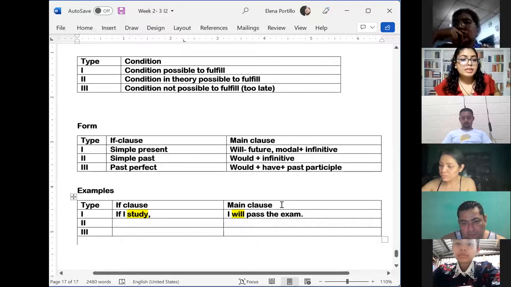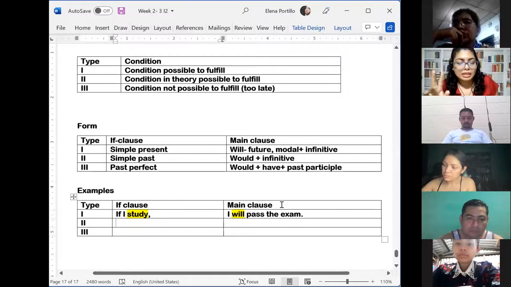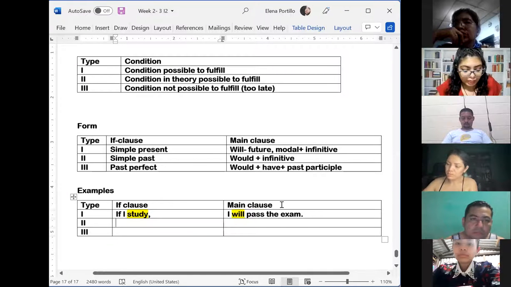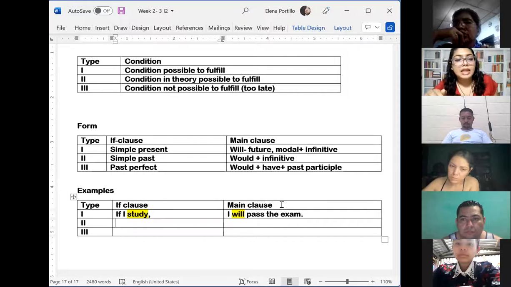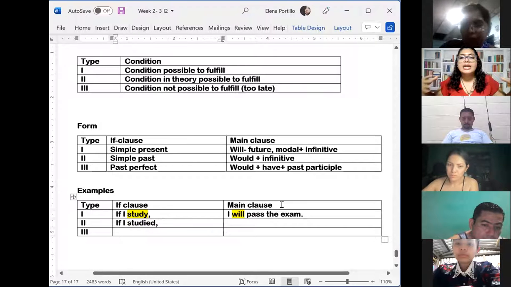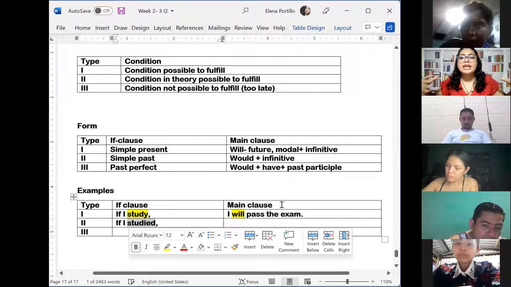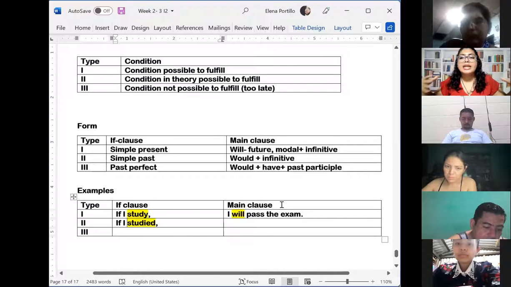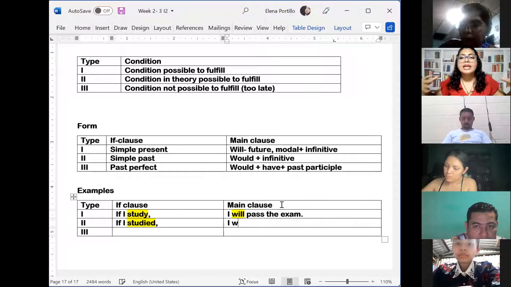Then we have the type number two. If I studied, in this case, we are using the simple past. If I studied, in this case, we are going to use the verb in past, separated by comma. If I studied, I would. In this case, we are going to use would plus infinitive. I would pass the exam.